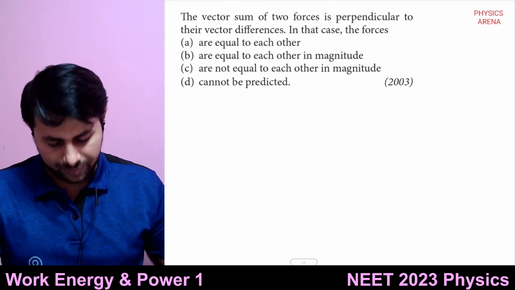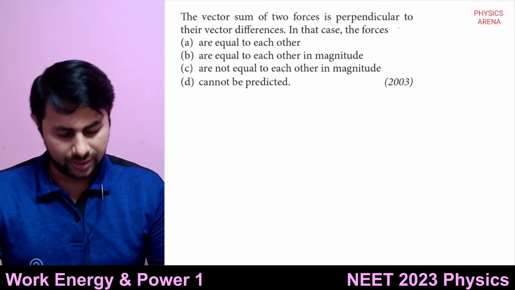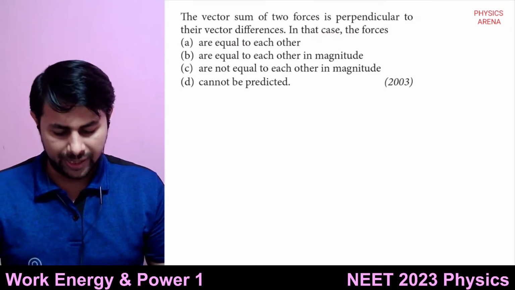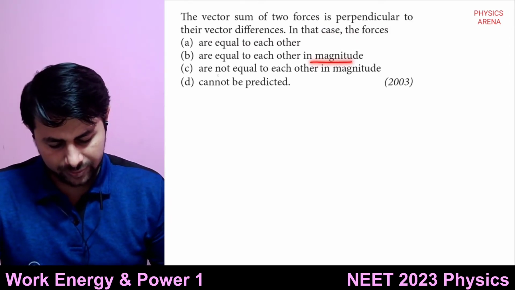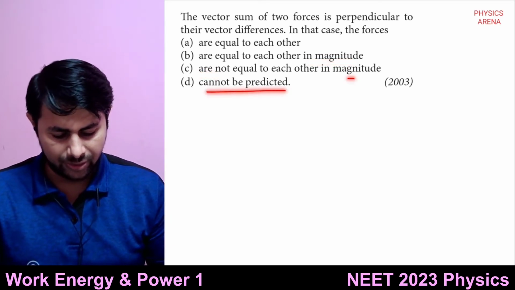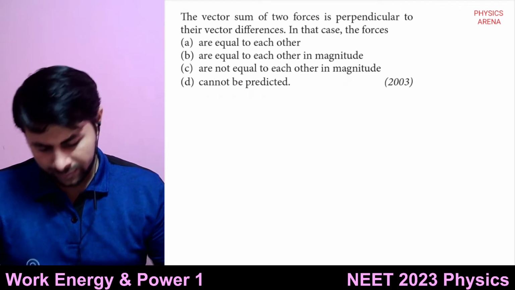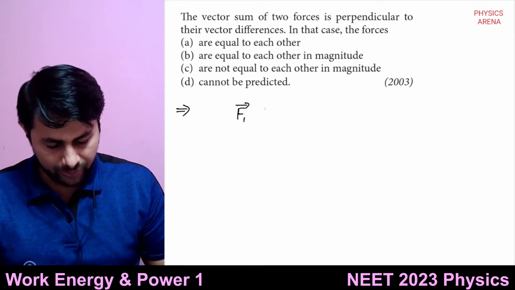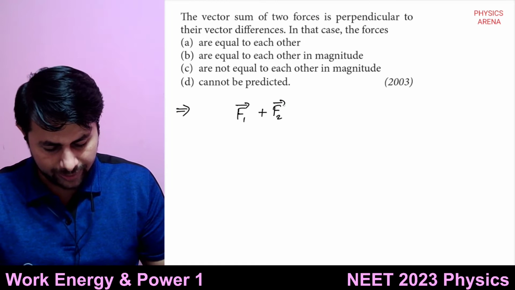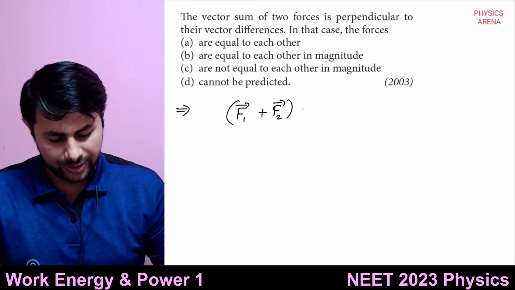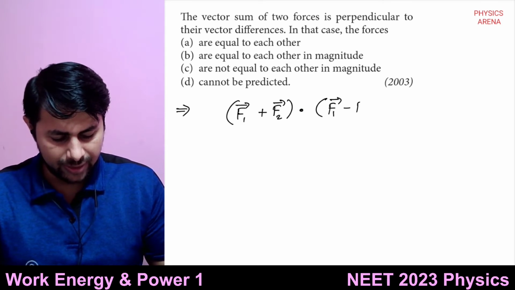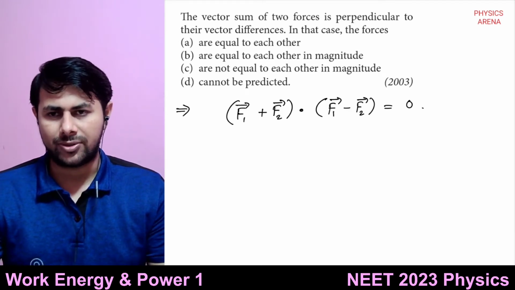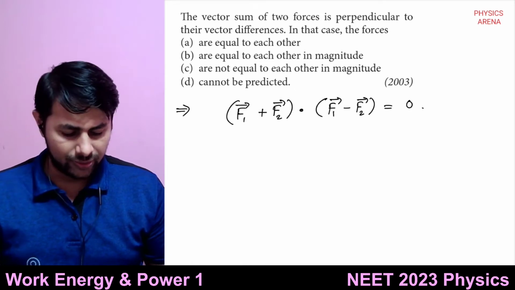Next question. If the vector sum of two forces is perpendicular to their vector difference, in that case the forces are equal to each other in magnitude, are not equal to each other in magnitude, or cannot be predicted. This is the question. Let's try to solve this. Let's call the first one f1 bar and the second one f2 bar. So the vector sum f1 bar plus f2 bar is perpendicular to the vector difference f1 bar minus f2 bar. If they are perpendicular, their dot product is equal to what? 0.